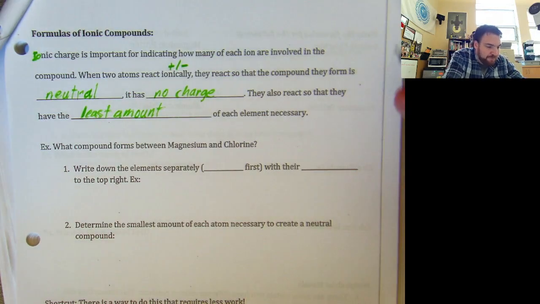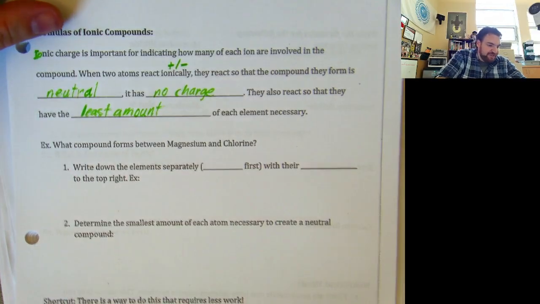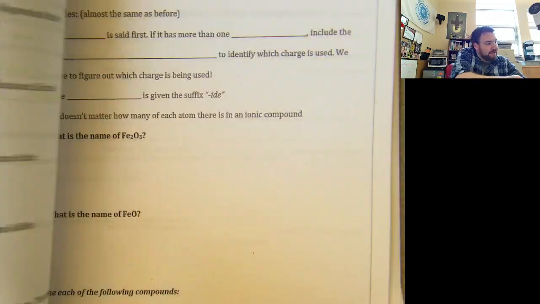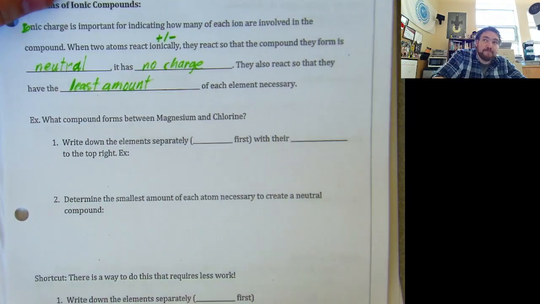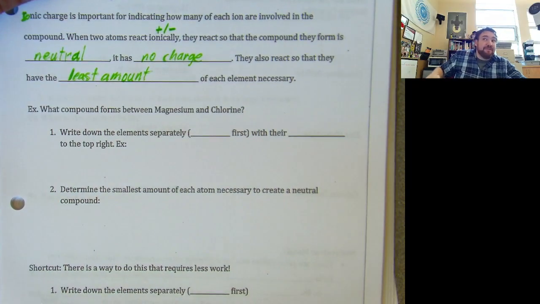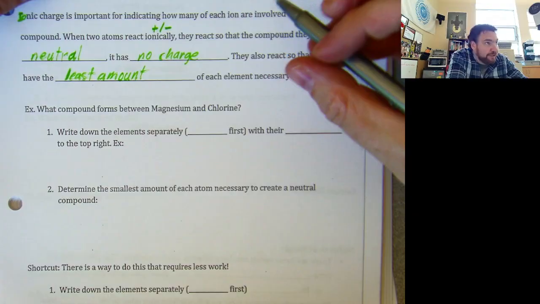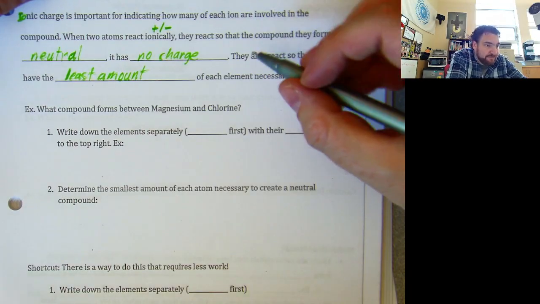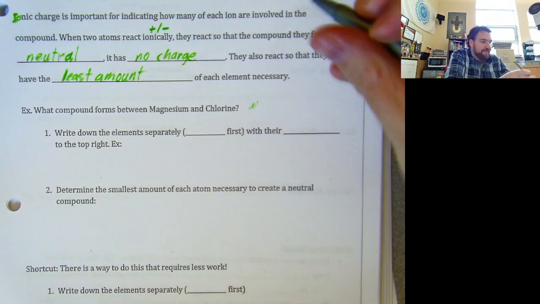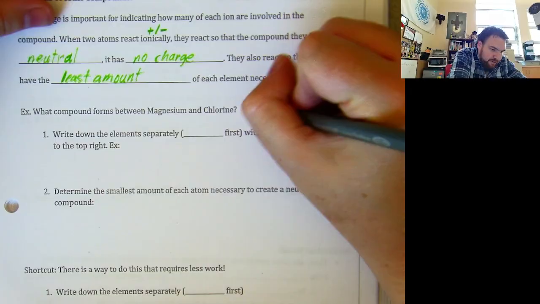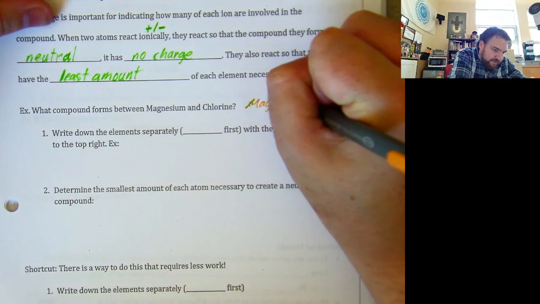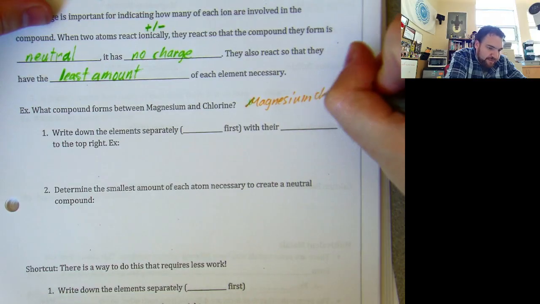So what compound forms between magnesium and chlorine? I'll do this example for you, and then there's a couple practice ones. It's not so bad, and then this is where we'll call it a day. So first of all, now we've got a name for magnesium and chlorine. What's magnesium and chlorine called when they come together? Magnesium chloride. And that pen is also dead, so let's move on to this one. Magnesium chloride.